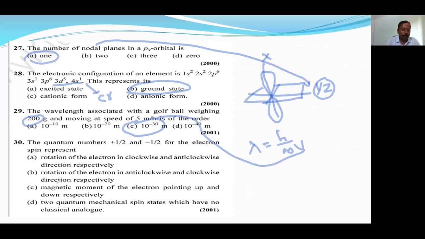Okay, a very, very famous and old question. So the magnetic moment of the electron pointing up and down respectively. What is the answer? Up and down respectively.